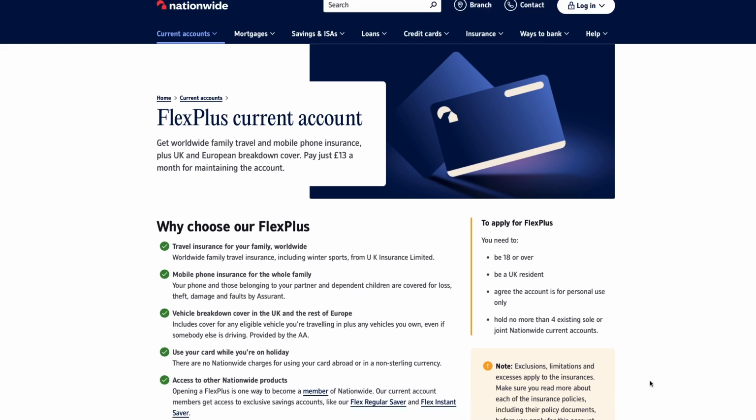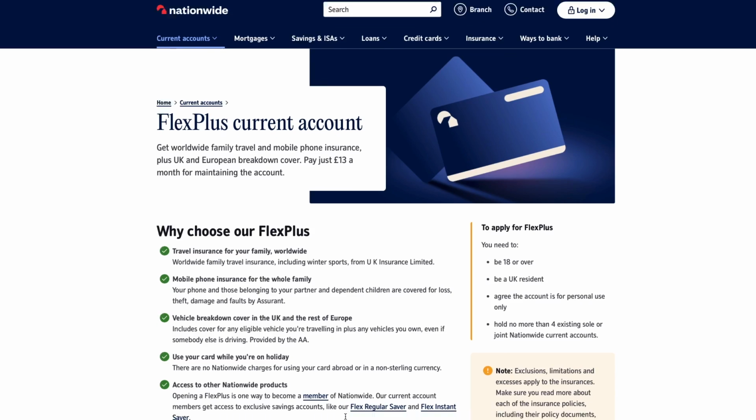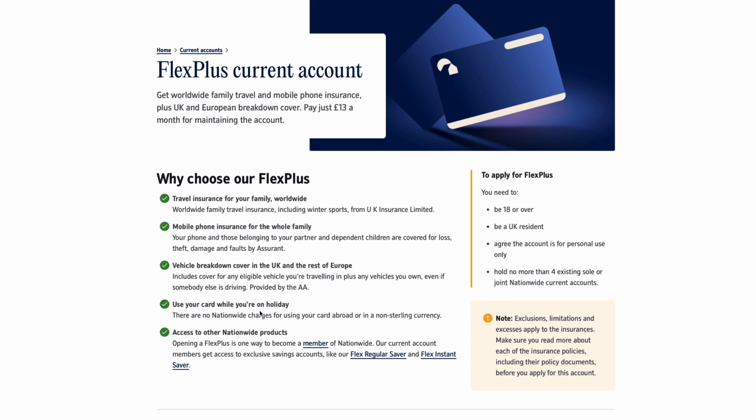It turned out that I was already paying for a packaged bank account with Nationwide. Now, the reason I was doing that already was because I wanted the breakdown cover, and one of the benefits of having that particular account was that you can essentially have unlimited fee-free transactions abroad. So this included ATM withdrawals and spending. As I had that account, there was no reason for me to sign up to anything further.